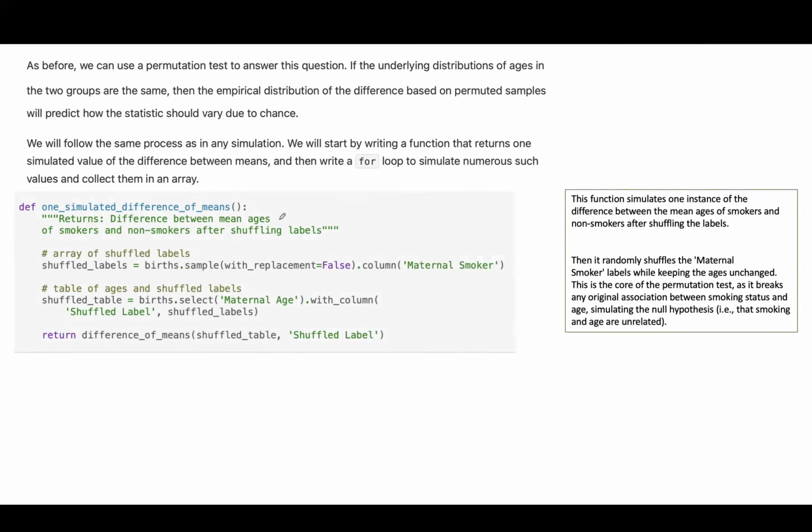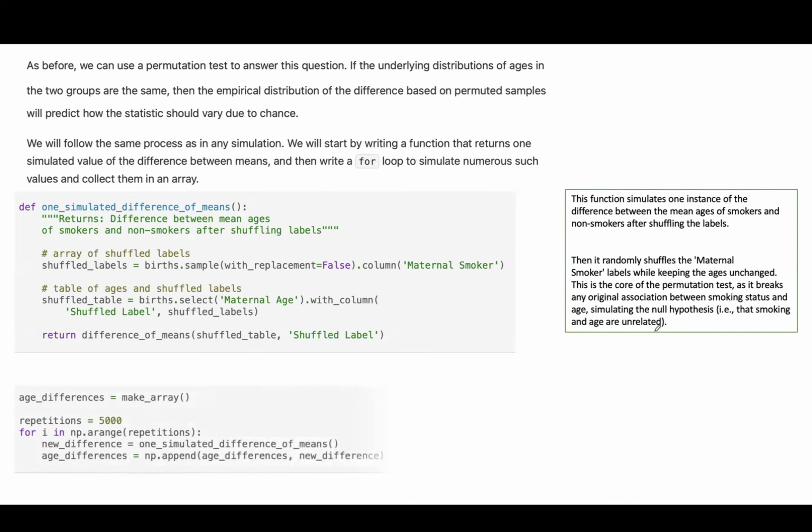This function basically simulates one instance of the difference between the mean ages of smokers and non-smokers after shuffling the labels. Then it randomly shuffles the maternal smoker labels while keeping the ages unchanged. This is the core of the permutation test, as it breaks any original association between smoking status and age, simulating the null hypothesis. Remember that the null hypothesis says that smoking and age are unrelated.